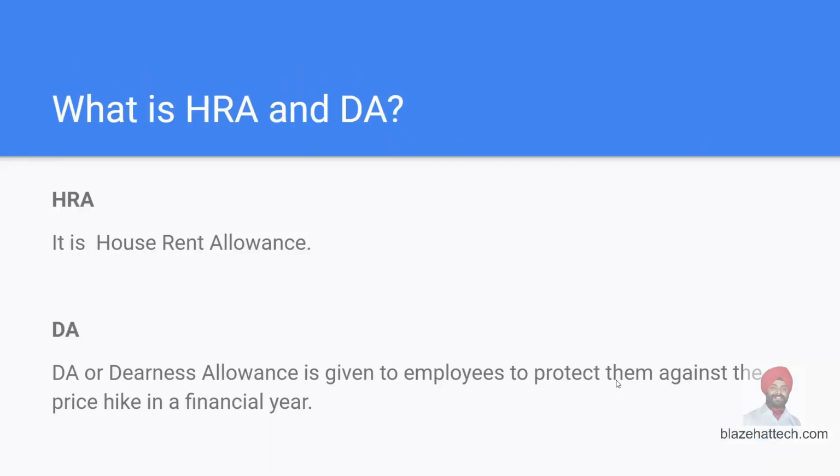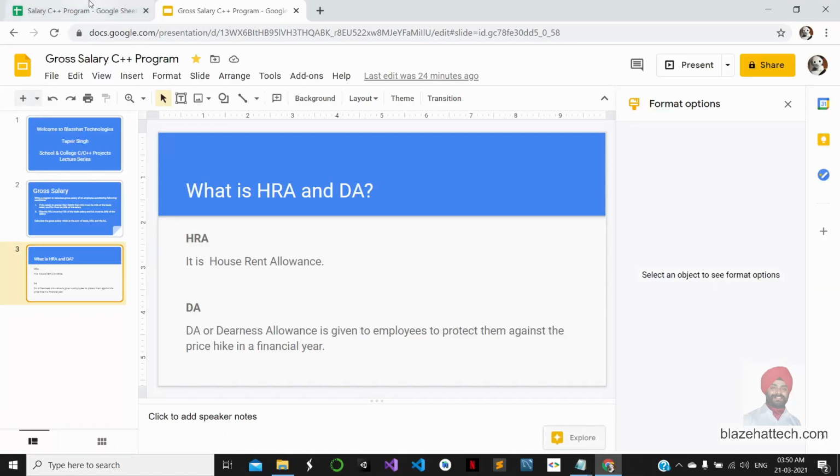So what is HRA? HRA is nothing but House Rent Allowance and DA is Dearness Allowance. It is given to employees to protect them against the price hike in a financial year. So with that, let's begin with the coding.